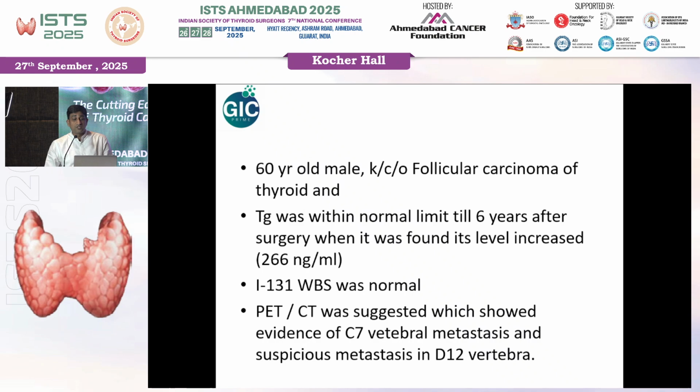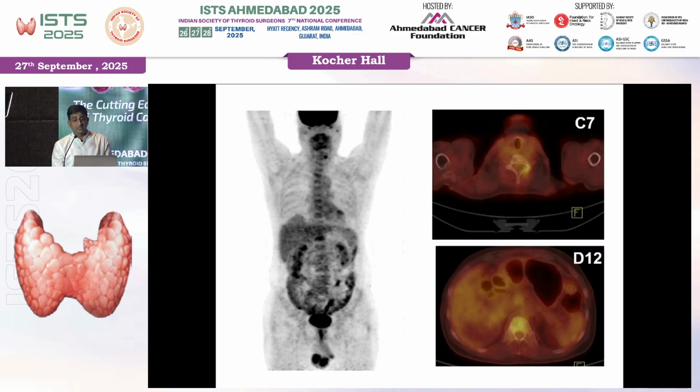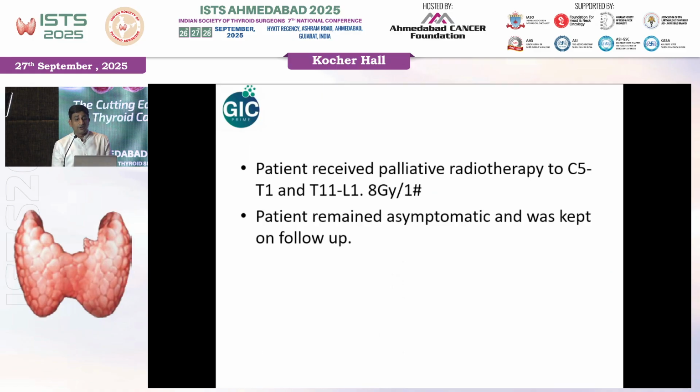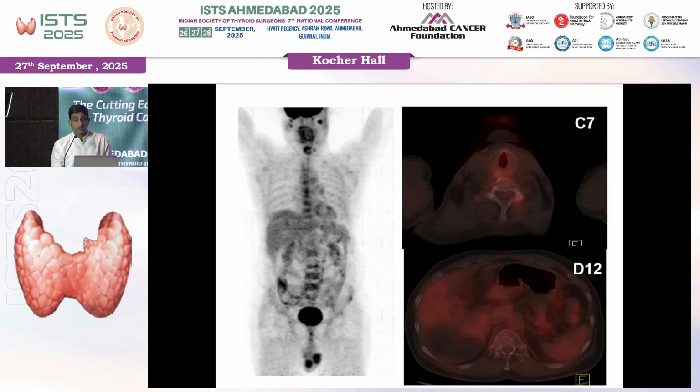This is the case of a 60-year-old male patient presented with follicular carcinoma of thyroid. TG was within normal limit till 6 years after the surgery. Then it was found to be increasing after the 6 years. And when we went for the iodine 131 whole body scan, it was normal. The PET CT showed evidence of C7 and D12 vertebral metastasis. These are C7 vertebral mets and D12 vertebral mets. And the patient underwent palliative radiotherapy on both the sites, and the patient remained asymptomatic and was kept on follow-up.